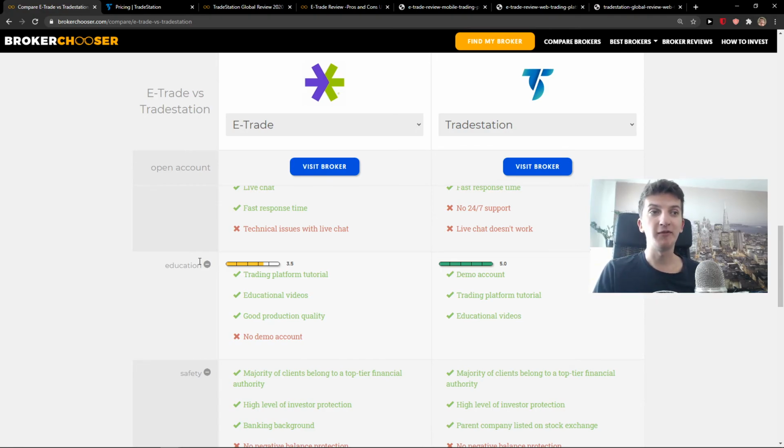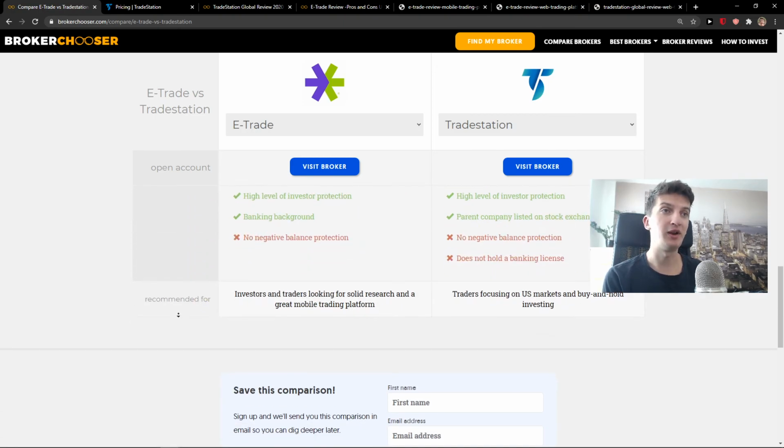Safety, both of these platforms are safe. eTrade has a banking background. Tradestation has like one of the oldest interactive brokers in Europe. So that's just my recommendation.